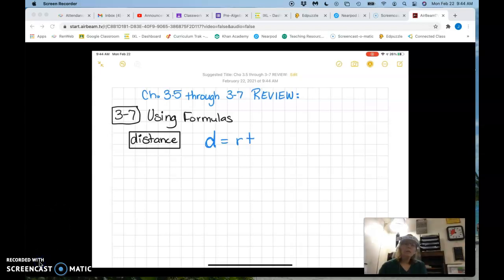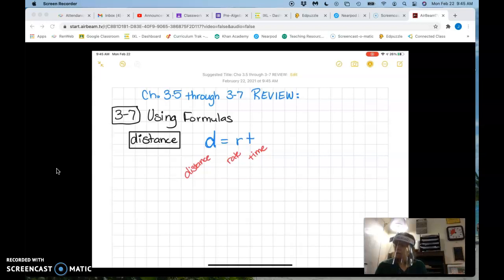Okay, so here is our first formula for this section 3-7, the distance formula. And the distance formula looks like this: D equals RT. And what that means is distance equals rate times time. Remember, when two things are written next to each other, it means multiply. So when you see RT next to each other, rate is being multiplied by the time.